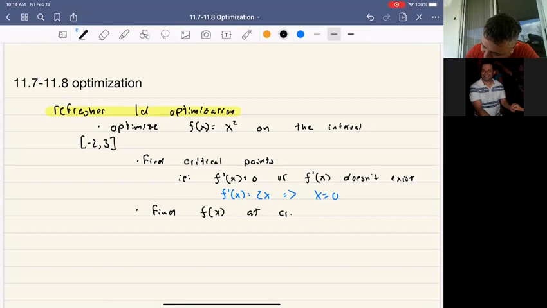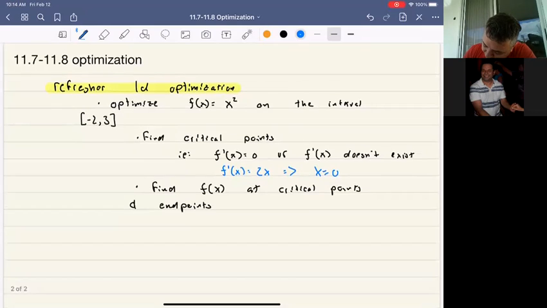So we take it at the critical points and endpoints. Okay, and then we just compare. So f of 0 is 0, f of -2 is 4, f of 3 is 9.